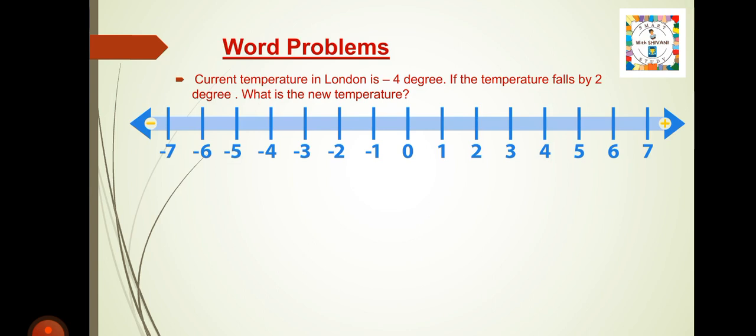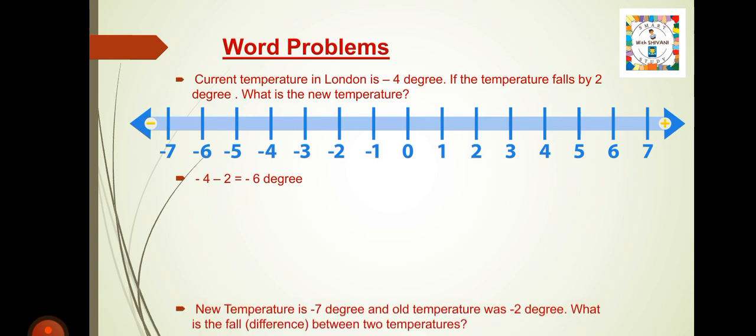We take one more example so the concept will be much more clear. Current temperature in London is -4 degree. If the temperature falls by 2 degree, what is the new temperature? So this being the number line, we are standing on -4 and the temperature falls. Falls means we have to go on the left hand side. By how much? By 2 degree. So from -4, one jump it is -5 and the second jump is -6. So it will be -4 and -2. We will land up on -6 degree.